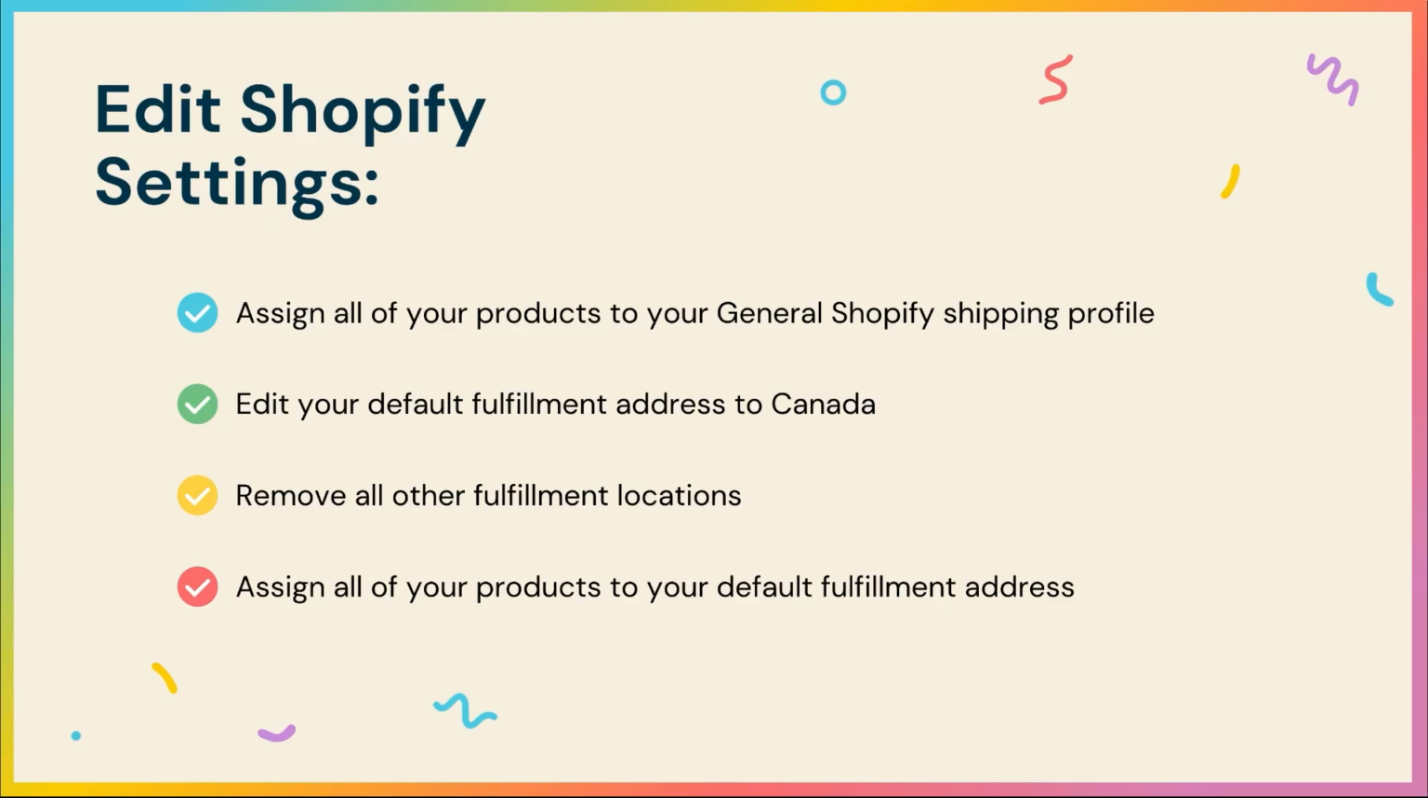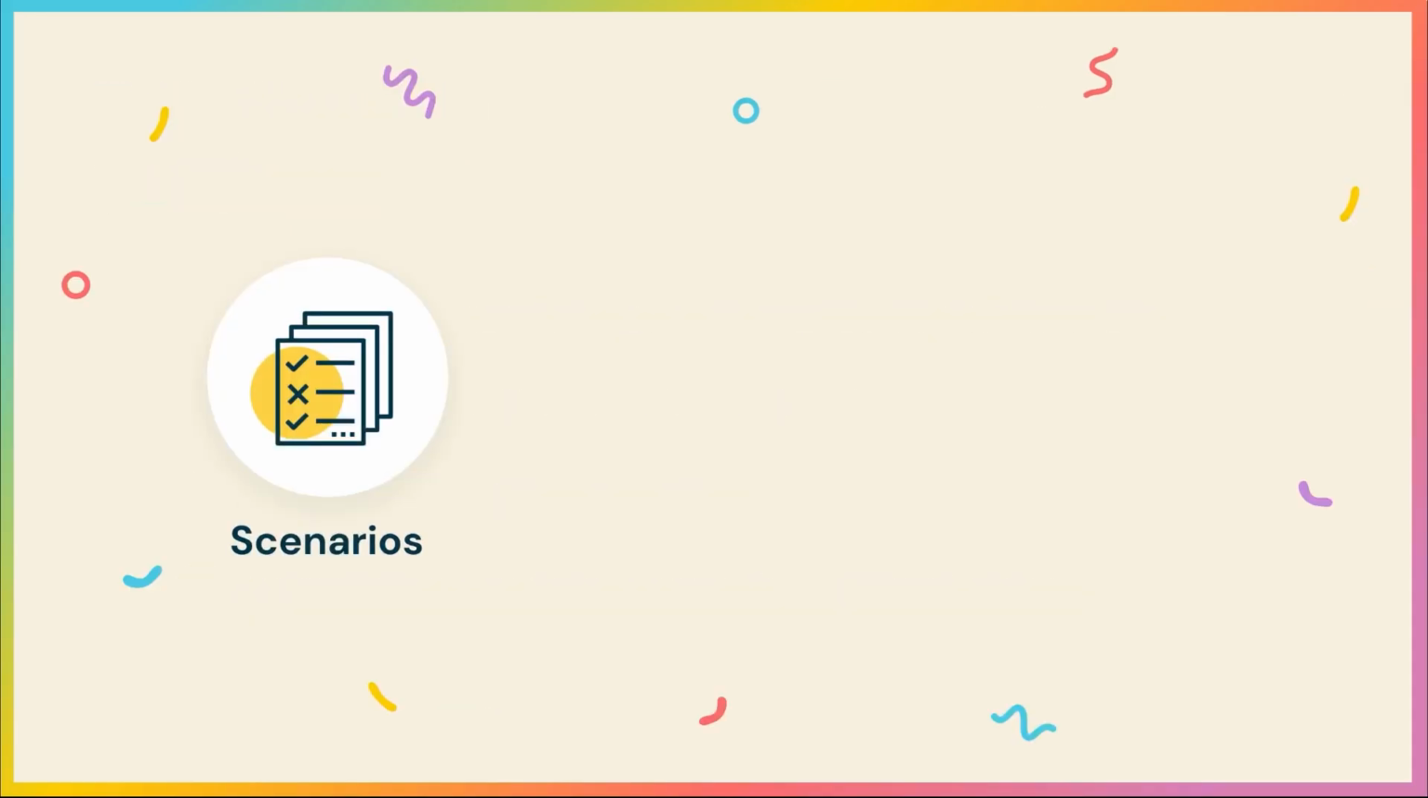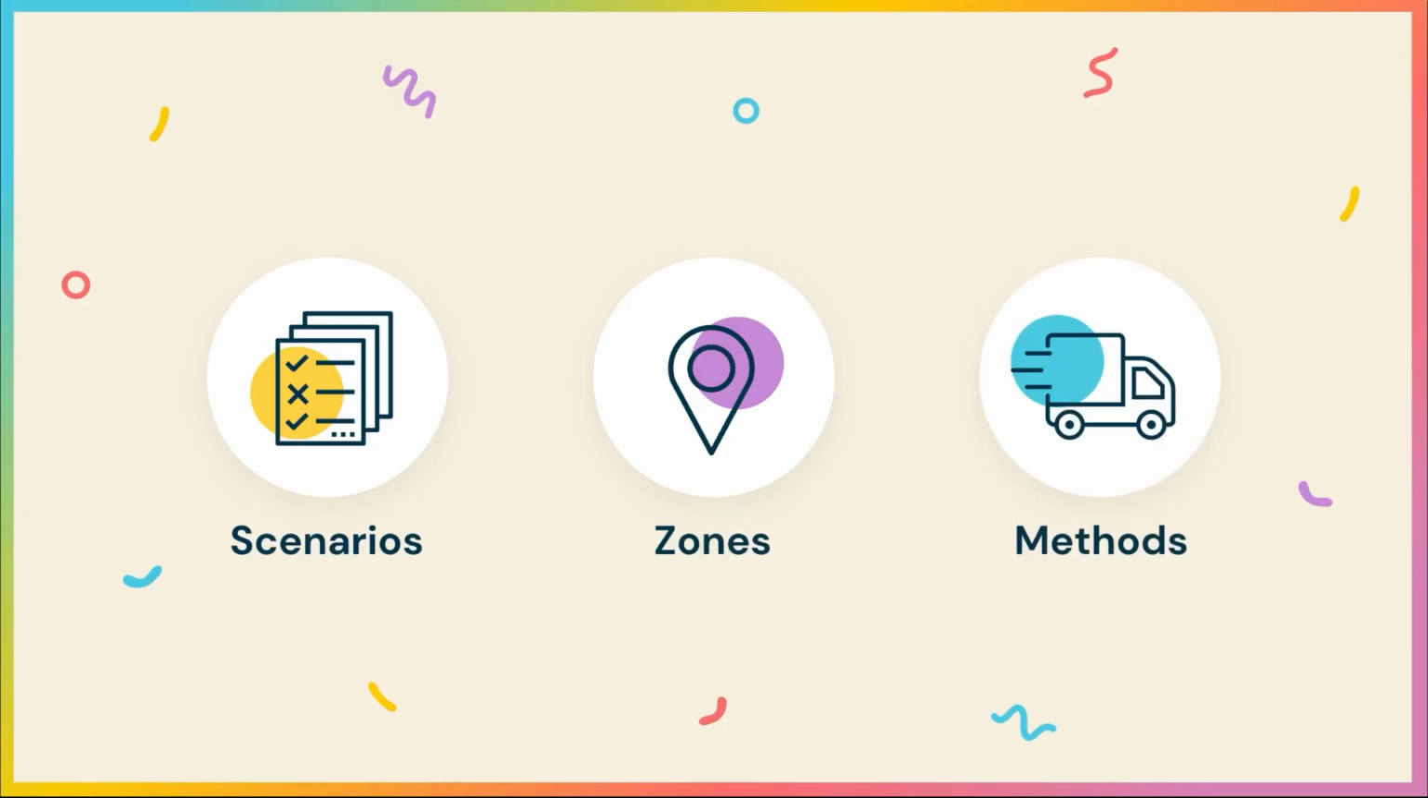Perfect. Now that we have that covered, here's an overview of what we'll be configuring in Intuitive Shipping. Every Intuitive Shipping configuration is built using scenarios, zones, and shipping methods. Scenarios control what, when, why, and to whom a shipping method is available. Zones define where those rules apply. Shipping methods determine how much you charge for shipping.